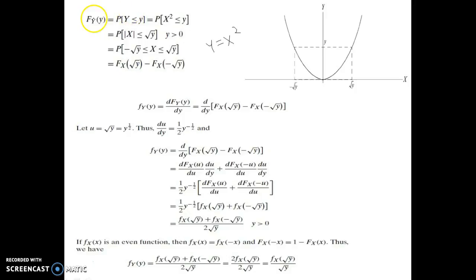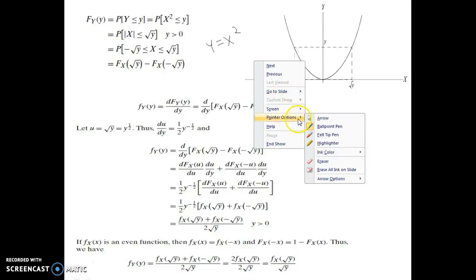We will use the basic definition of the CDF of y, that is, probability of Y less than or equal to y is equal to probability of X squared less than or equal to y. Now, in order to obtain this inequality, what we have to do is plot the graph of y equal to x squared. This will simplify our understanding. So this is the graph of y equal to x squared.